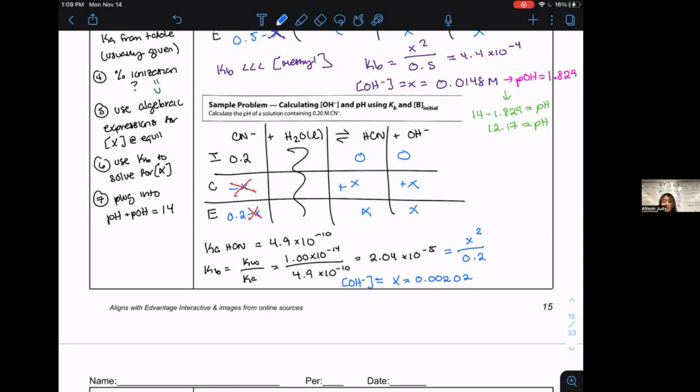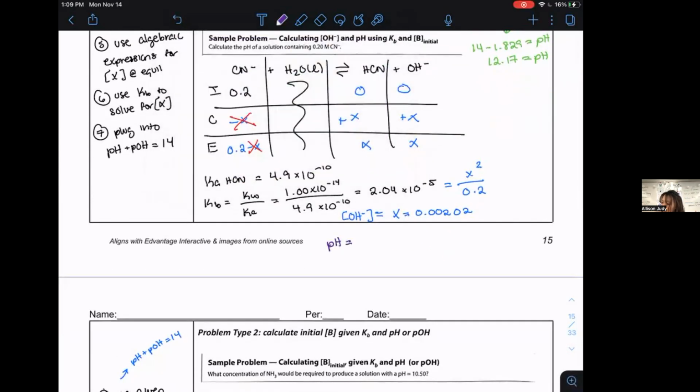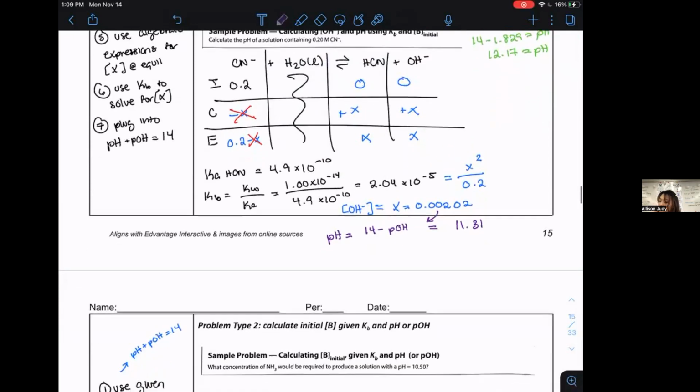You're asked to find the pH of the solution at equilibrium. Unless they tell you it's specifically at initial conditions, you know that you're talking about pH at equilibrium. So you just plug into pH equals 14 minus pOH, which you can easily solve, and you get that the pH is equal to 11.31. Notice, this is a 2 sig fig value. You have to report to the second digit because you were given a 2 sig fig initial.